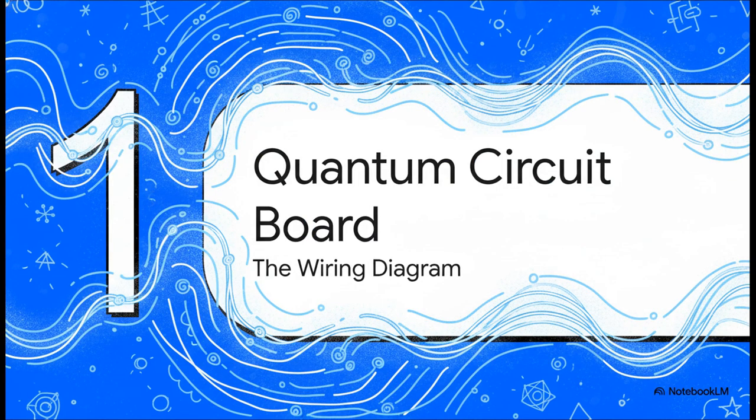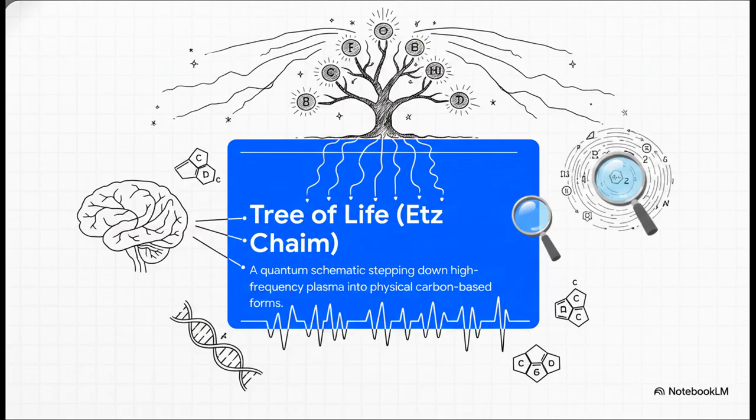Starting off with Section 1, the quantum circuit board. To really grasp this system, we have to start with the macro concept, which is the idea of the universe as a localized net of mentation built on literal, functional, energetic hardware. Now, our sources take the ancient Kabbalistic tree of life, or Etz Chaim, and map it directly onto quantum physics. It's described as a highly sophisticated wiring diagram.